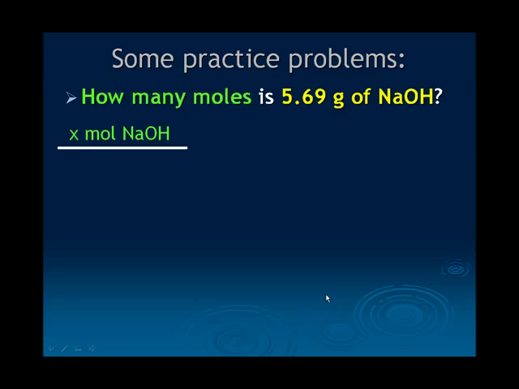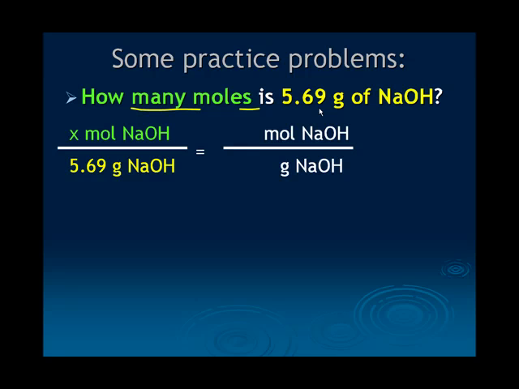First thing you do, you take what you're looking for, and let's just call it X. So you have X moles, since it says how many moles in our question. And underneath it, you put what is given, 5.69 grams. Now, what we're setting up here are ratios, so we want to have the same exact units on the other side. Since moles is on top on the left, I'm going to put it on top on the right. Since grams is on the bottom on the left, I'm going to put it on the bottom on the right. So that's how you set up that part.